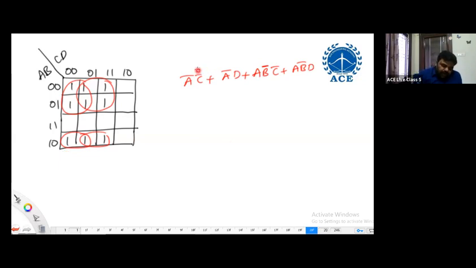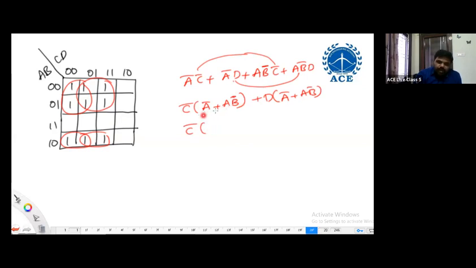Let us see. If I take C bar common in these two, further simplification is possible: A bar plus A B bar. In these two, if I take D common, what do we get here? A bar plus A B bar. Then what do we get here? C bar, A bar plus A, and A bar plus B bar. Am I right? Distributive law. A bar plus A B bar is nothing but A bar plus A, and with A bar plus B bar. In this also, once again, A bar plus A and A bar plus B bar. Right? So C bar and with A bar plus B bar.